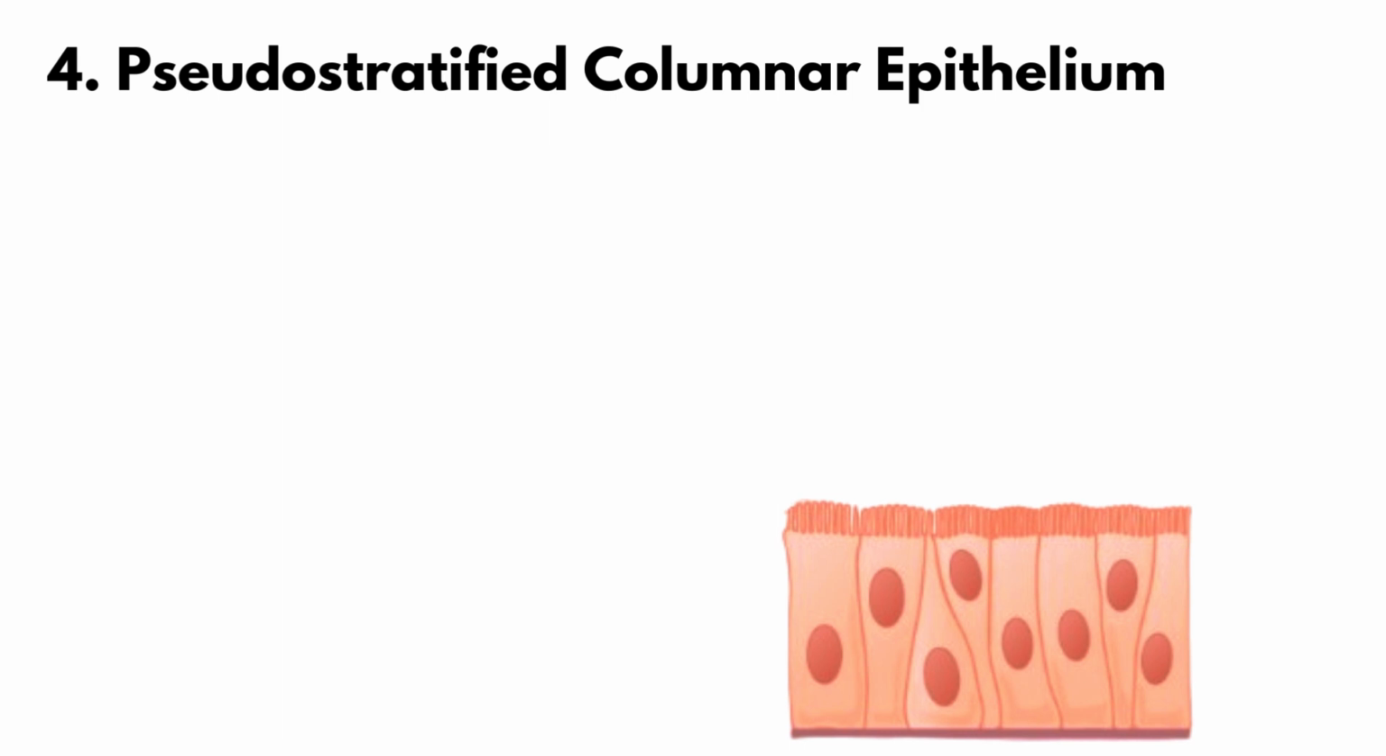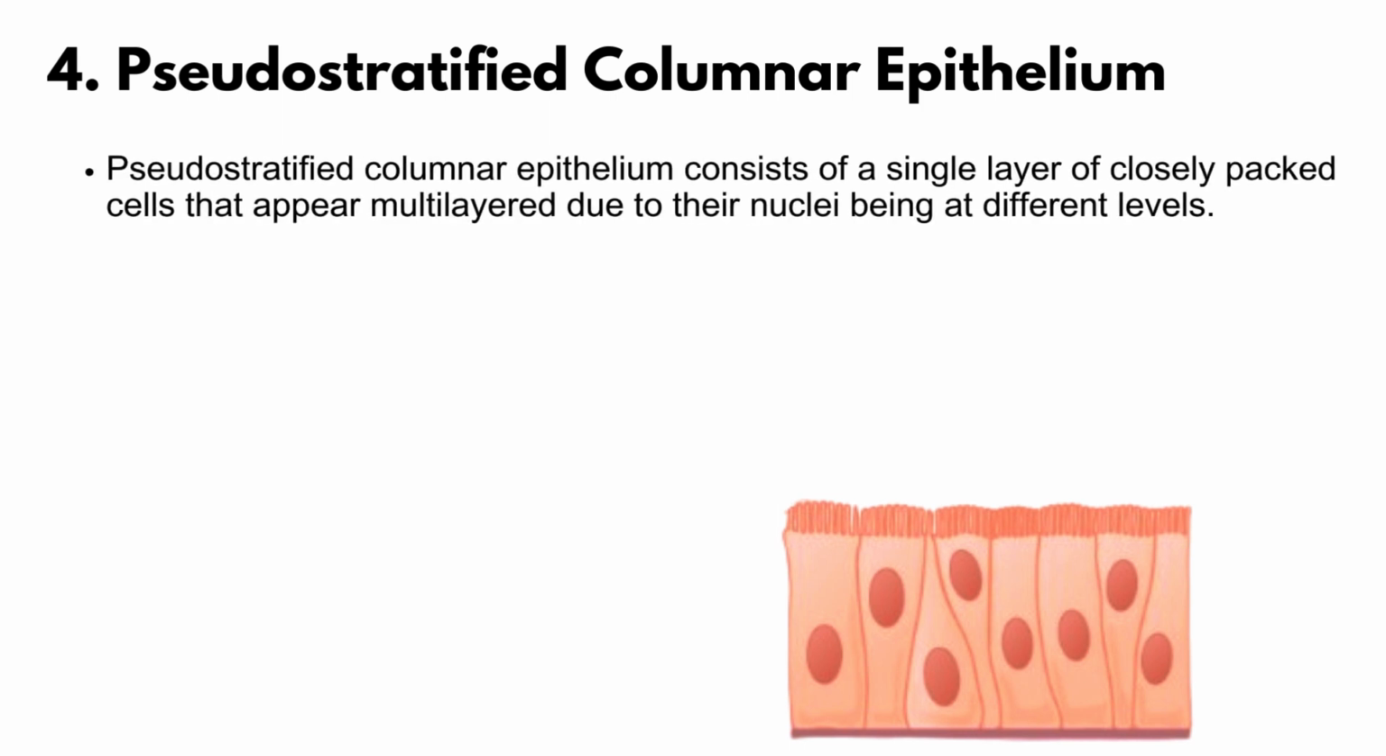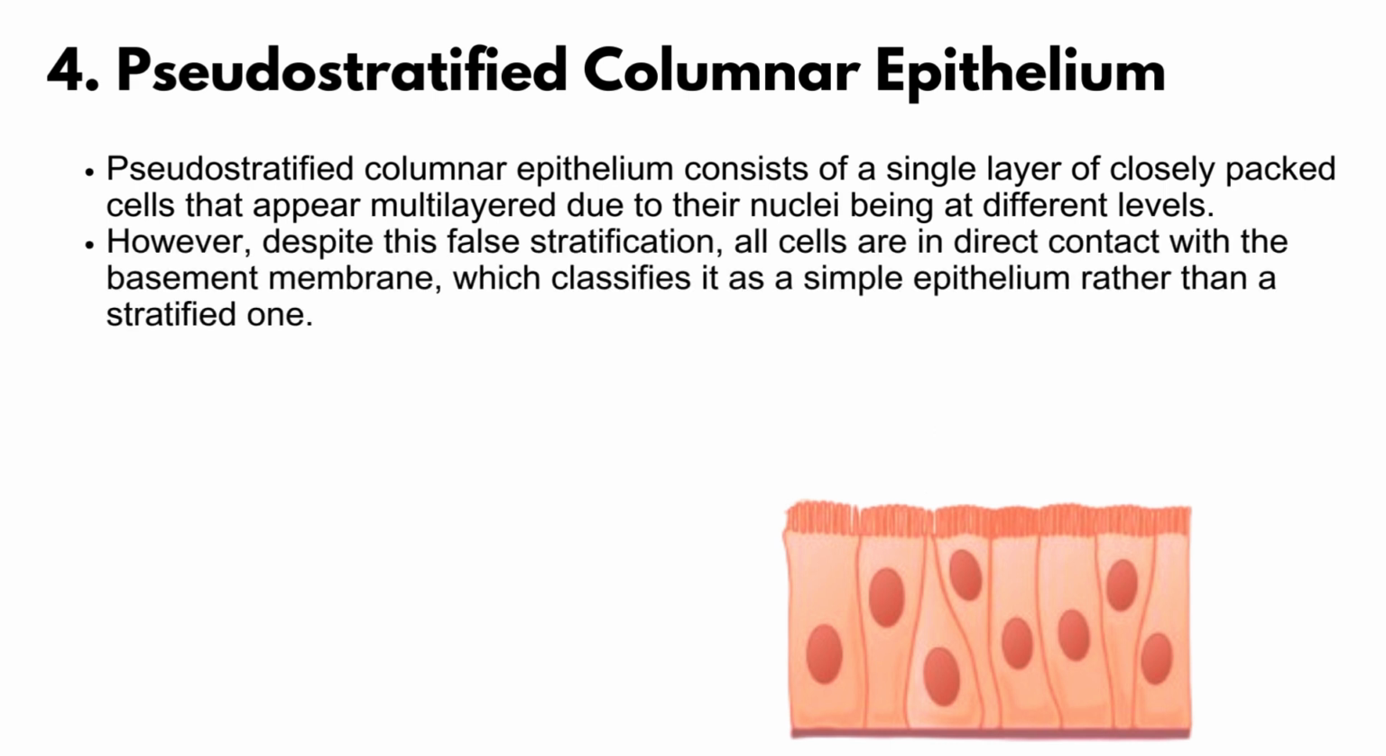Pseudostratified columnar epithelium. Pseudostratified columnar epithelium consists of a single layer of closely packed cells that appear multilayered due to their nuclei being at different levels. However, despite this false stratification, all cells are in direct contact with the basement membrane, which classifies it as a simple epithelium rather than a stratified one.